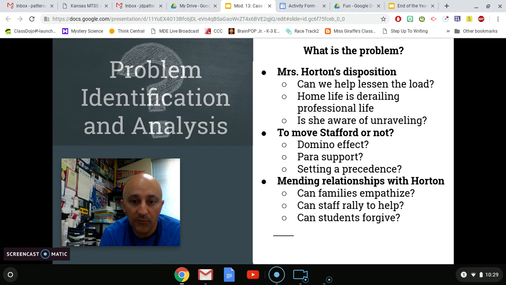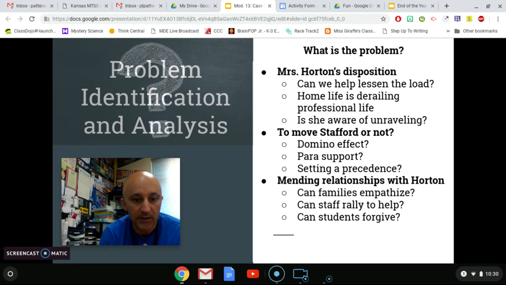The next one is, do we move Stafford or not? The student, Mr. Stafford, that we're meeting with him about. If you do, we could create a domino effect, and then every single student who has a complaint is going to want to be moved from the class as well. And so I'll skip to my 3rd bullet point there, just setting a precedent. If we move Stafford, then at any time this year, next year, or down the road, if someone has an issue with the teacher, they're going to think that if you complain, you can get out of the class. So I think we need to try to work through the problem before moving any students.